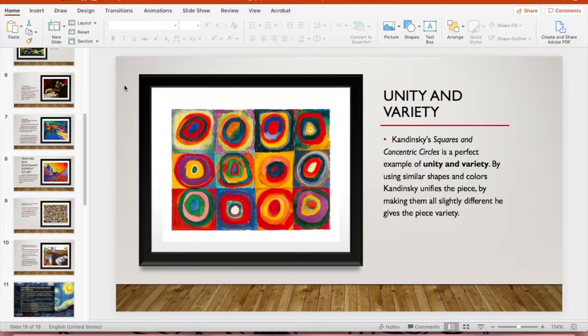But I want you guys to briefly talk about what you think the most dominant element of art is in the painting you choose and what you think the most dominant principle of design is.